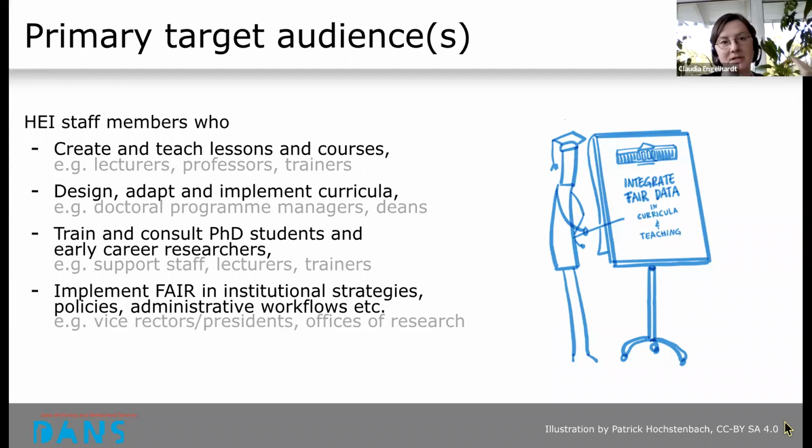So these are the primary target audiences. The focus is really on higher education institutions, but the handbook will also be of use to other people as well. So basically anyone who is involved in teaching and training with regard to research data management and the FAIR principles. And I think one could actually also use the handbook for self-education, although there are other tools for this as well, of course.